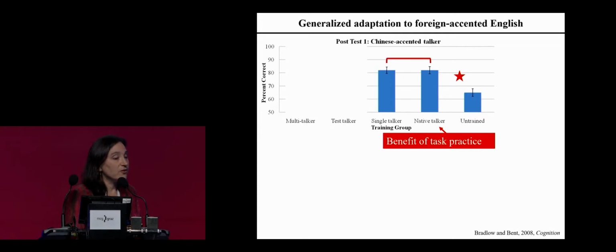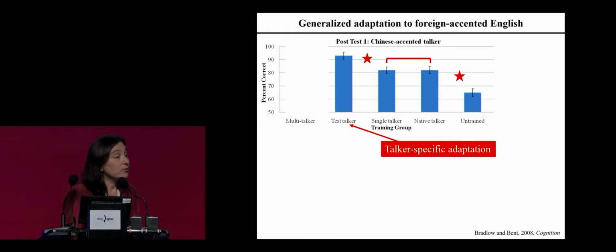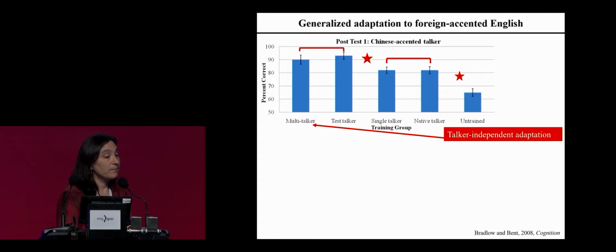If you're exposed to a single Chinese-accented talker during training, in fact, that's not very effective for promoting talker-independent adaptation. You do no better than if you've been exposed to English speech in the first place. Exposure to the test talker himself is useful. So here, of course, we see talker-specific adaptation. You can adapt to a particular individual. But here's the really important result, which is that if exposed to multiple Chinese-accented talkers, none of whom is the test talker, we find that you're just as good at the novel Chinese-accented talker's speech as you are if you had been given the benefit of exposure to that talker himself.